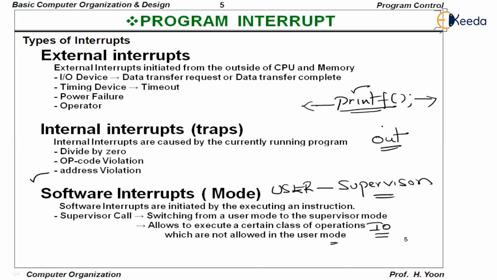Printf will give you an output. In order to give an output, we need to use OUT instruction, isn't it? Which means that a peripheral device will be accessed. If you want to access the peripheral device, that should only be through the supervisor mode. As simple as that. So a software interrupt is required to switch the mode from user to supervisor. This is all about software interrupts.